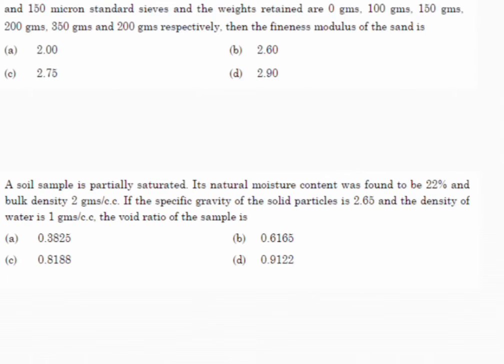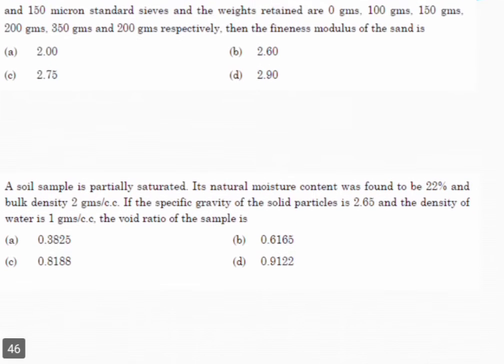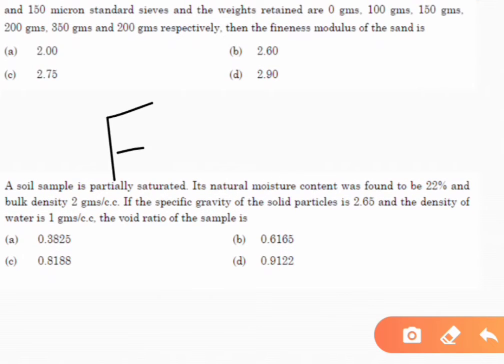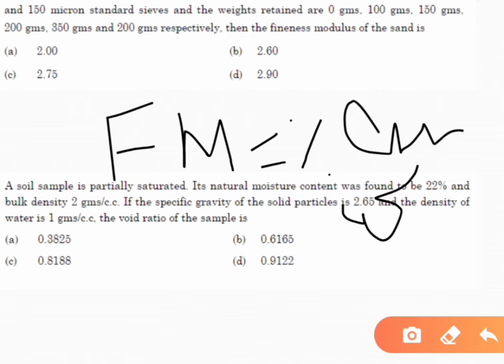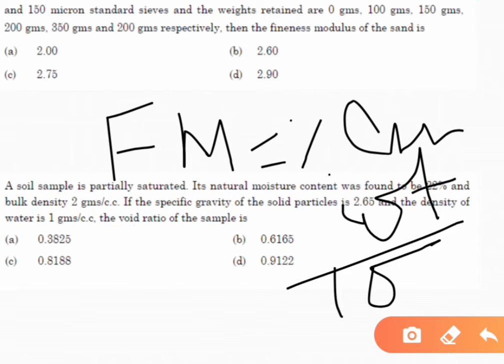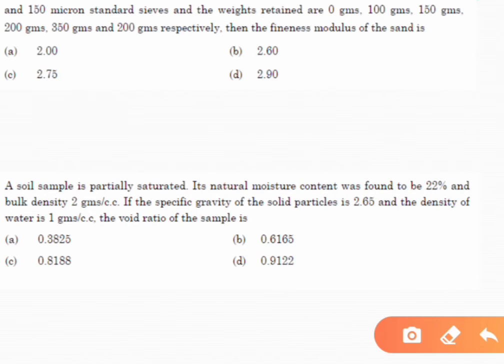So what is the formula for calculation of fineness modulus? The formula that we are using is the sum of percentage cumulative weight retained divided by 100. In this question, sieve sizes and respective weights retained are given. So now we need to calculate the cumulative weight retained.